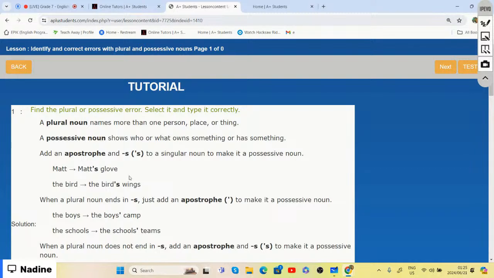all right. And we made a few examples, and we also made an example earlier on, Matt's gloves. This means that it shows that it belongs to Matt. So Matt's glove, just to show that Matt owns the gloves, right? It means that it is a possessive noun. And then we have the next one that says the bird's wing, which means that there's maybe something wrong with the wings of the birds, right? So we can say the bird's wings, which is an apostrophe as well as an s.